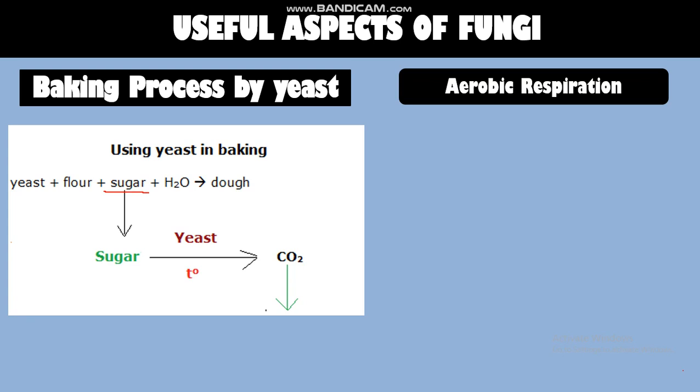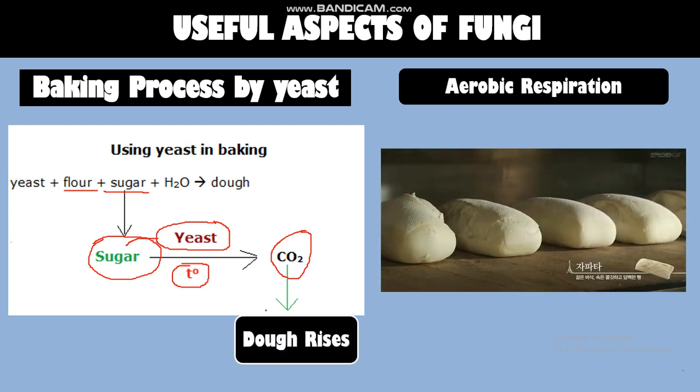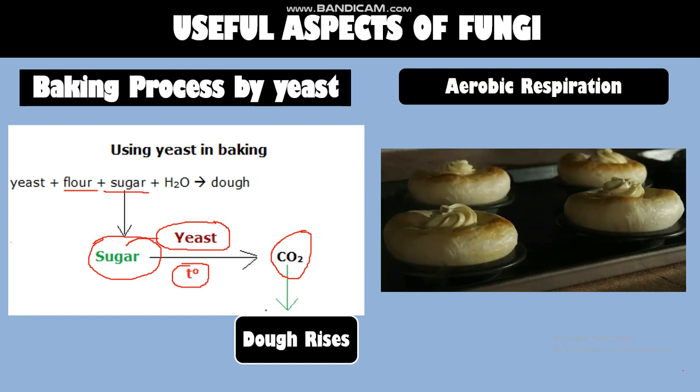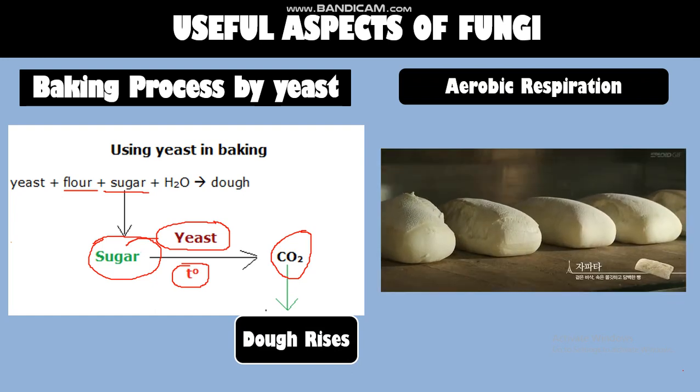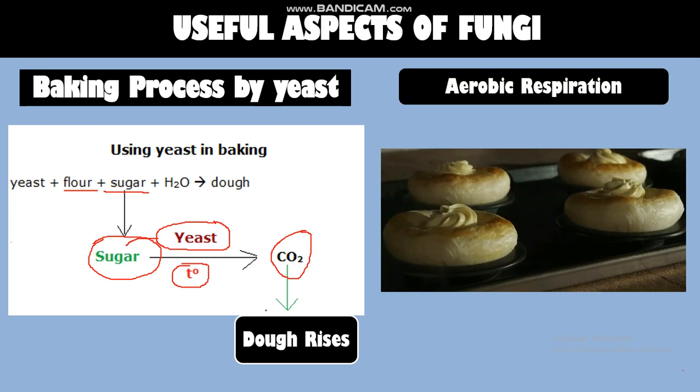Sugars present in flour are used by yeast at a certain temperature. The yeast uses all of these sugars to produce carbon dioxide. So what do you think this carbon dioxide does to the bread? Yes, it helps the dough rise. This carbon dioxide gives the dough its fluffiness.